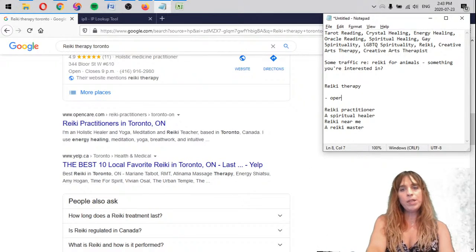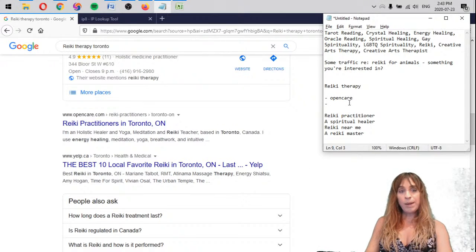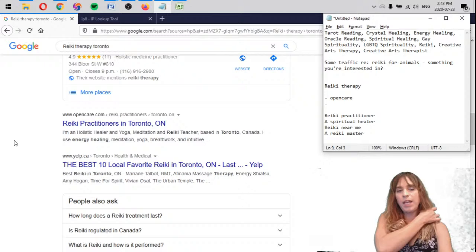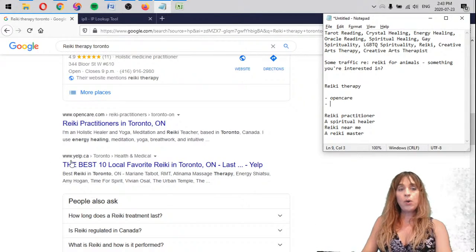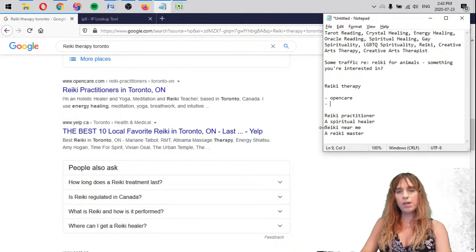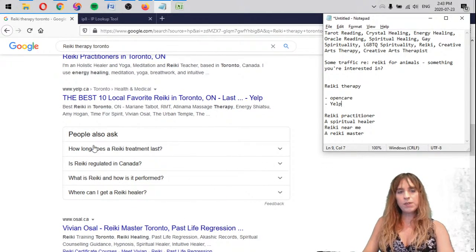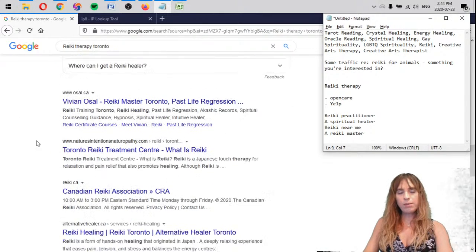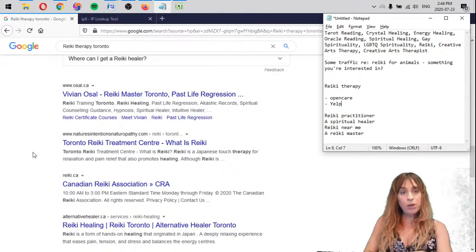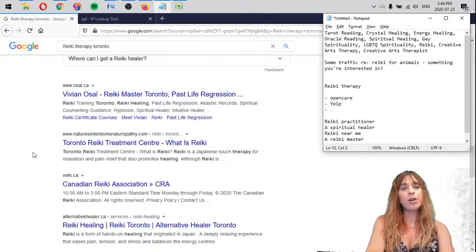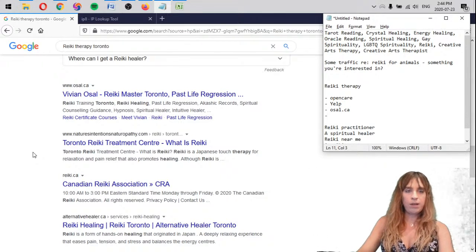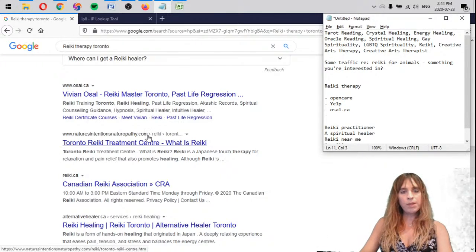So we're going to put Open Care. Now, Open Care is a business listing website. It's not a practitioner, so I don't need to note their URL. I just need to know that it's not a competitor. So Yelp, same deal. We're gonna skip across this schema markup stuff here. Vivian Osal, so that's our first competitor. Osal.ca. Nature's Intentions in Naturopathy.